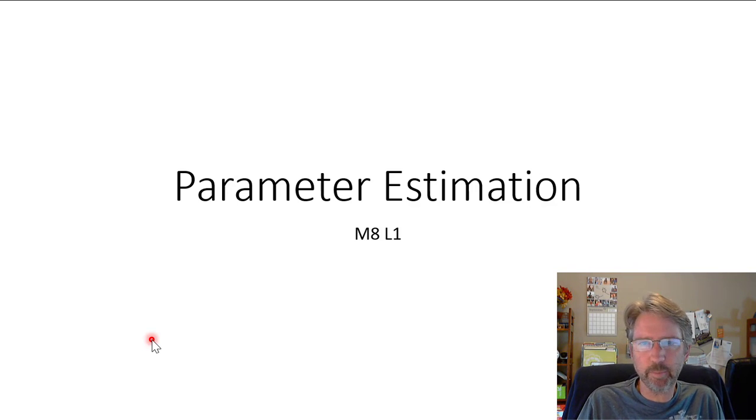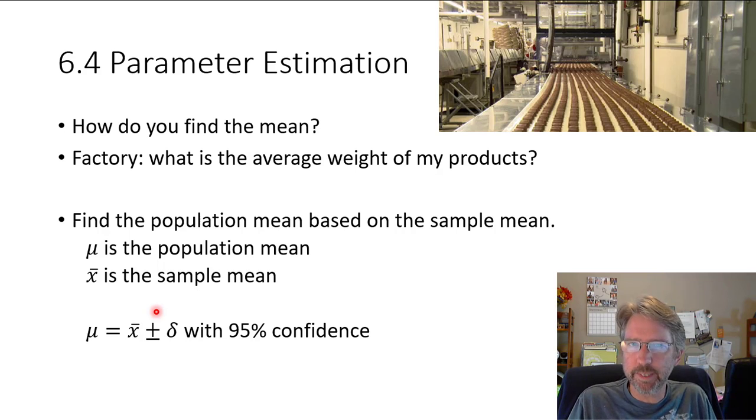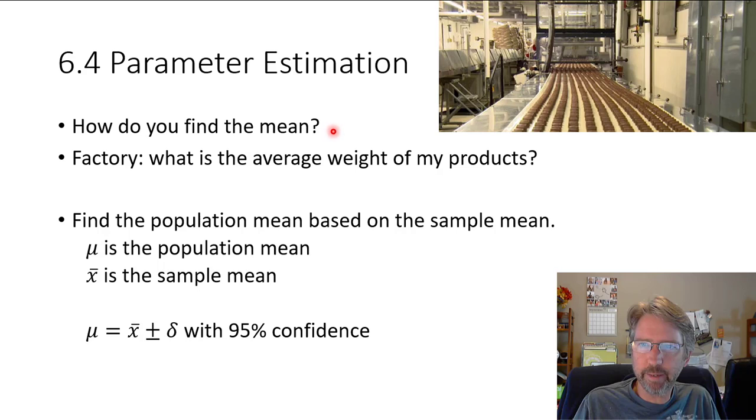Okay, so let's talk about parameter estimation. In this section of chapter 6, parameter estimation, we're really looking at how to find the mean. For example, if a factory is making products and you have an assembly line running and you want to know the average weight of all of the products. So we're talking about the population mean.